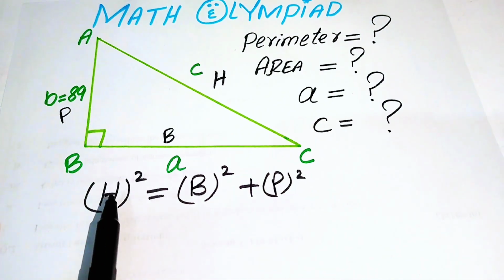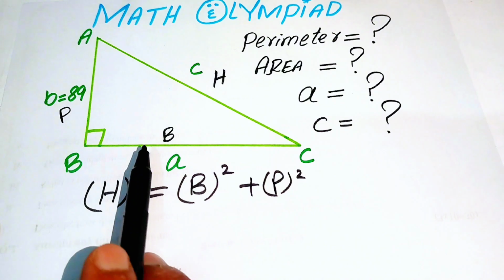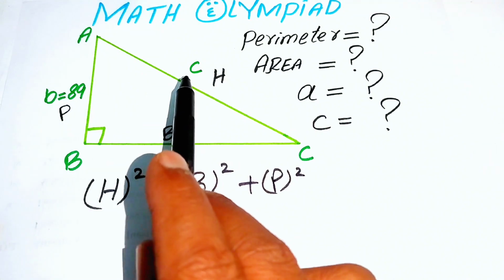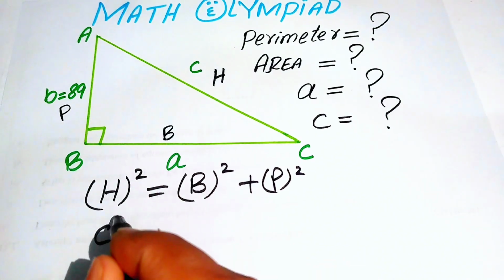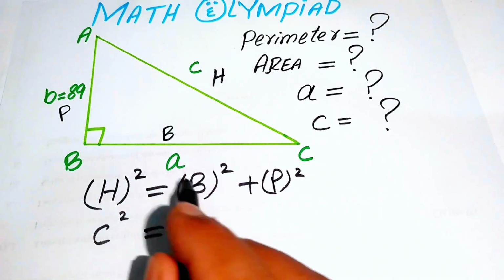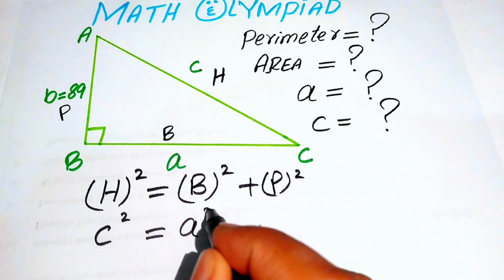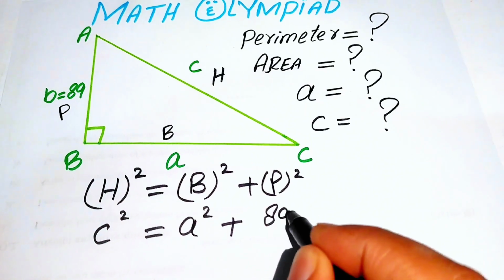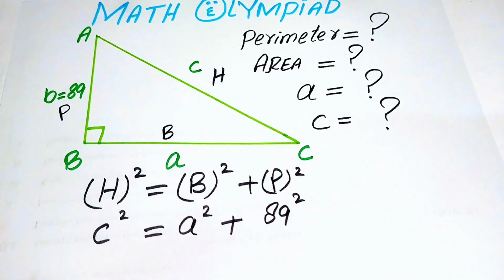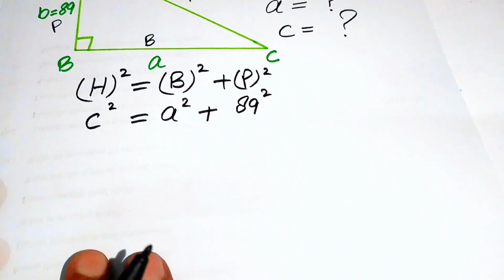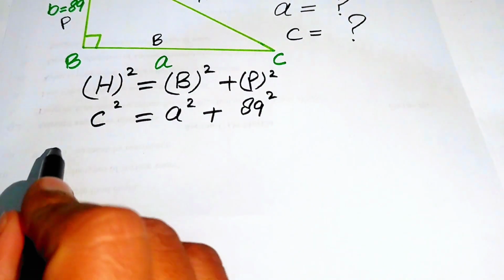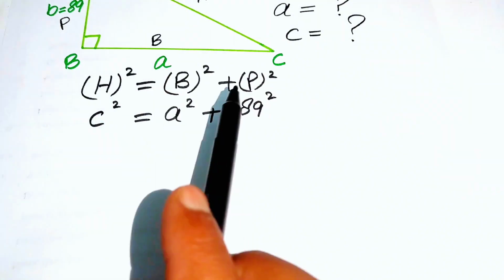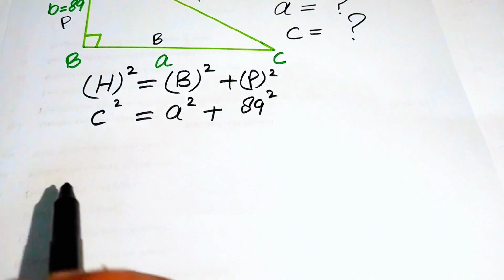So now we substitute the values of h, b and p from this right triangle, and here you see that our hypotenuse in this figure is c. So we write it here, it will become c square, and our base is a, so it becomes a square, and the perpendicular is 89, so it becomes 89 square. So now we can simplify this nice equation, and we easily get the value of a and c. First we find the values of a and c, and after that we move towards area and perimeter.